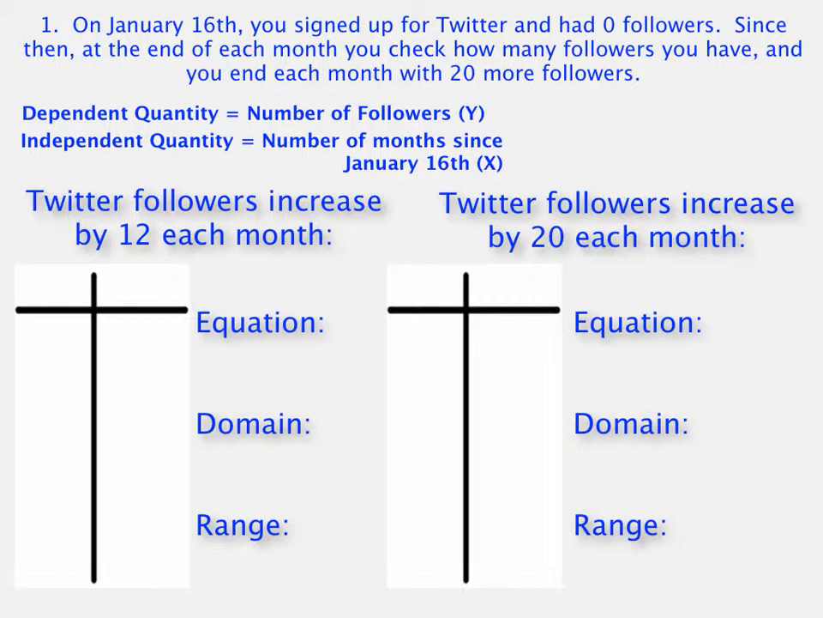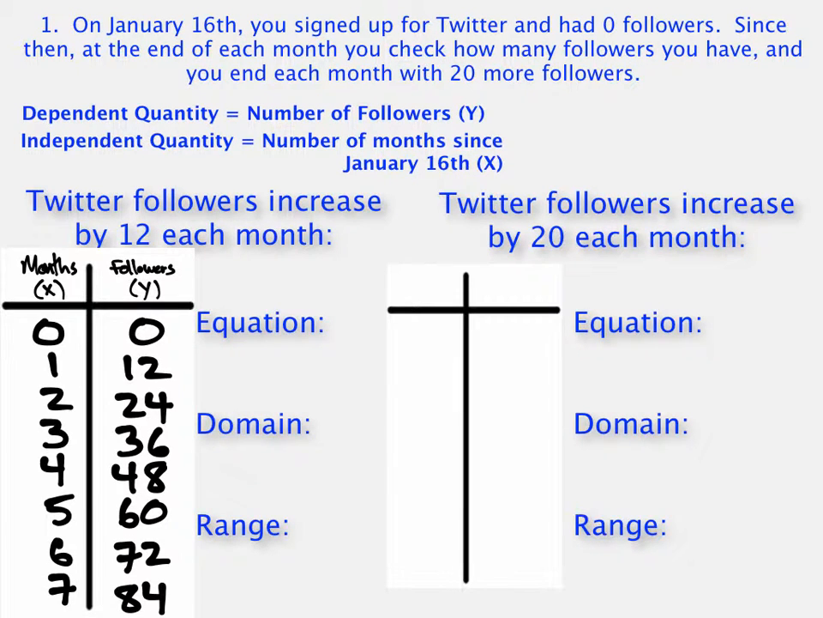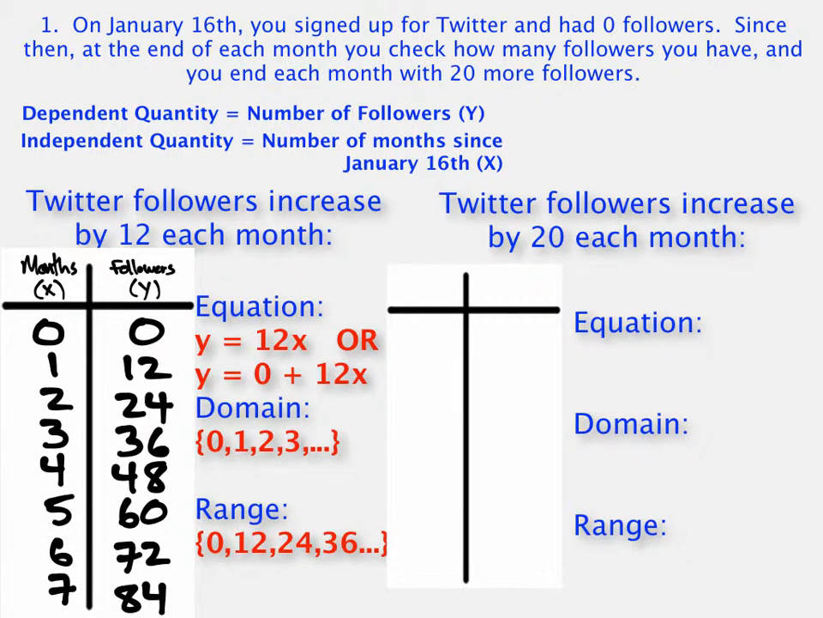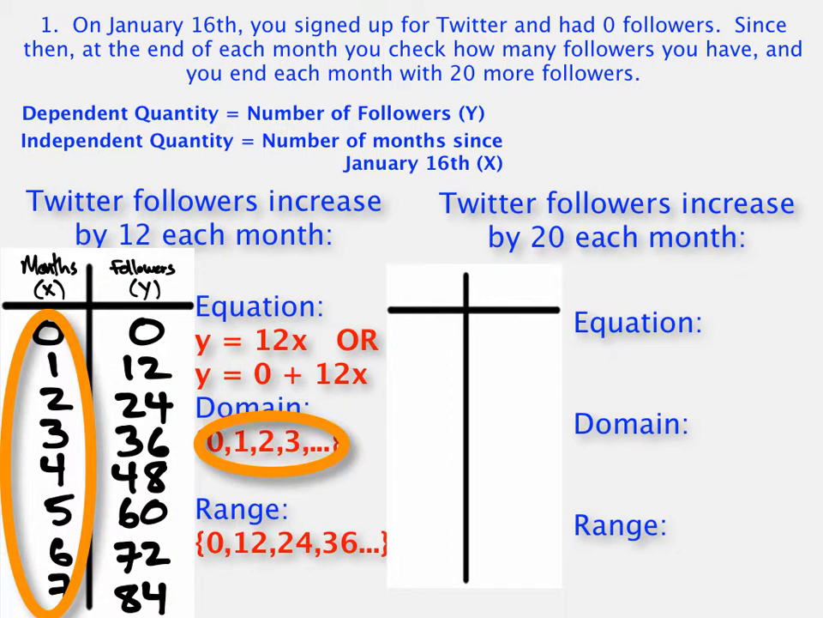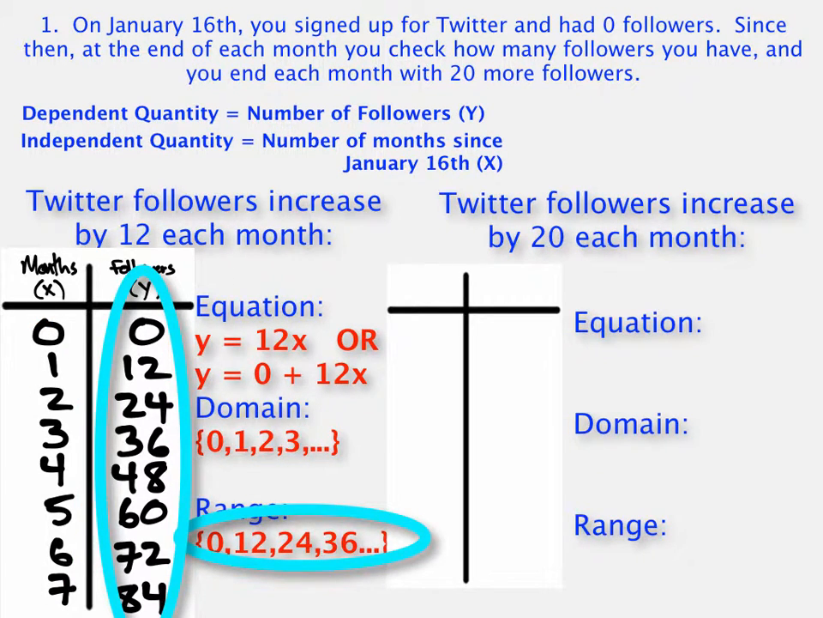So if our Twitter followers increase by 12 each month, the equation would be y equals 12x, or what I like even better, y equals 0 plus 12x, 0 being the number of Twitter followers you started with, and 12 being how many more Twitter followers you had at the end of each month. The domain would not change at all, but the range would be 0, 12, 24, 36, all multiples of 12 going up.